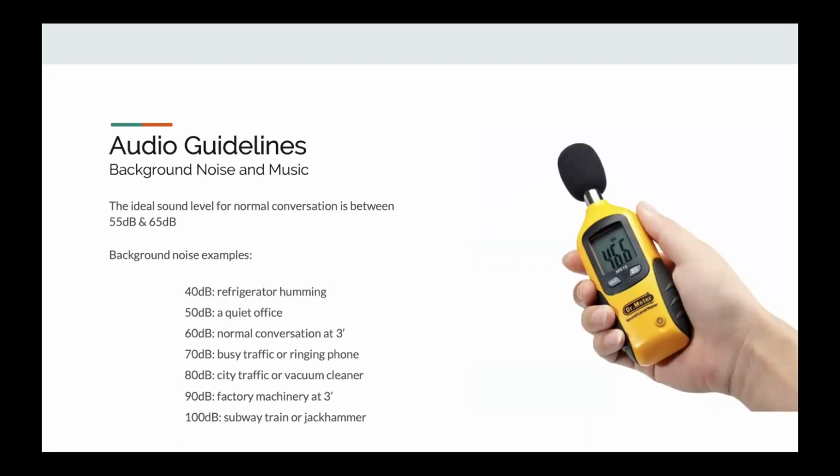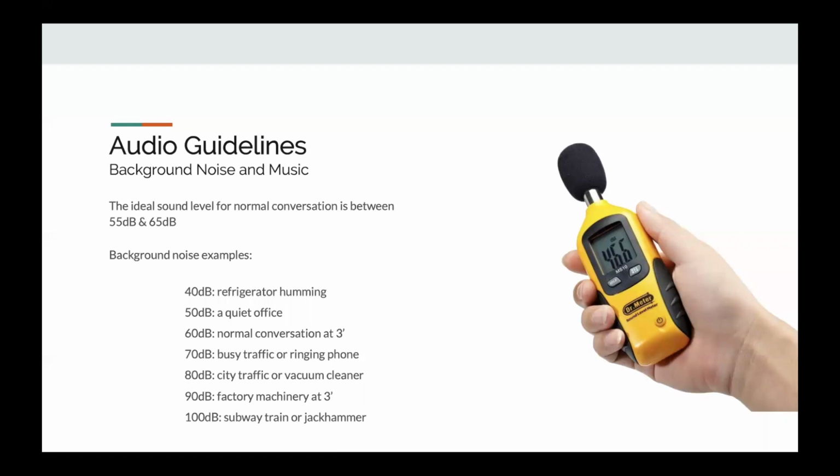Few audio guidelines for you. Many of you probably use some kind of sound level meter for your cinema applications. You can buy handheld devices, and there are also some excellent applications for both the iPhone and Android devices. So the ideal sound level for normal conversation in an environment is between 55 and 65 decibels.